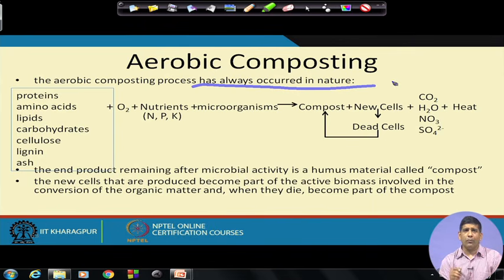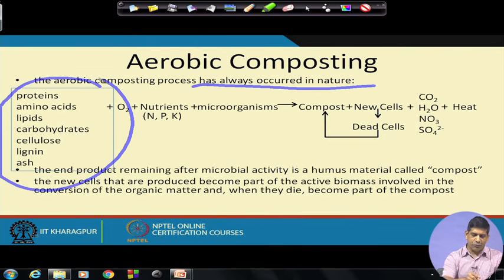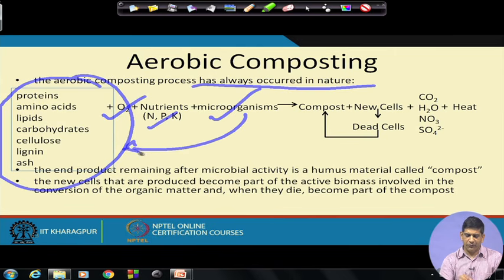But in terms of the composting that we talk about, for food waste, agricultural waste and those kinds of waste streams, essentially what we are doing is taking this waste stream, which has proteins, amino acids, lipids, carbohydrates, cellulose, lignin and some ash content. Then you supply oxygen to it, you supply some nutrients if needed, and microorganisms need to be there. These microorganisms use this as a food source, mainly the carbohydrates, and protein and other things are there as well.